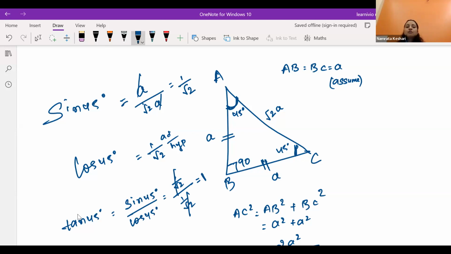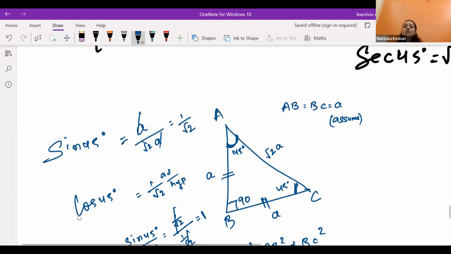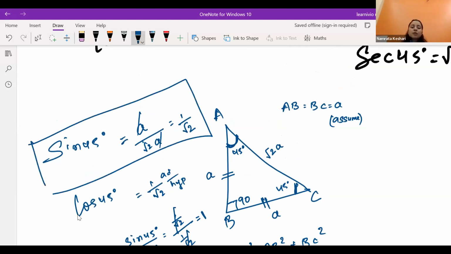Yes. Now we know that cosec is the reciprocal of sine. So if sine 45 is 1 by root 2, cosec will be just root 2. Right? Yeah. Similarly, sec 45 will also be just root 2.